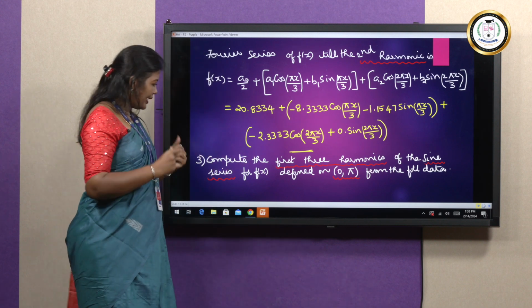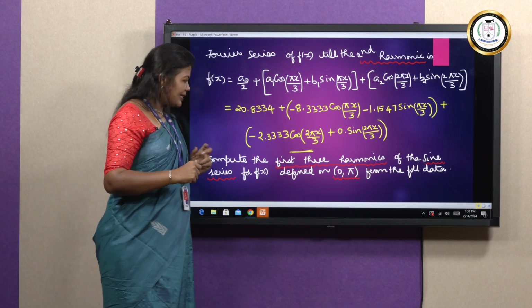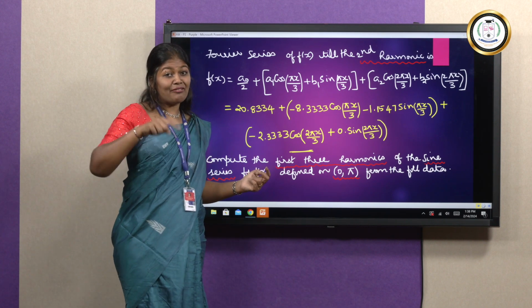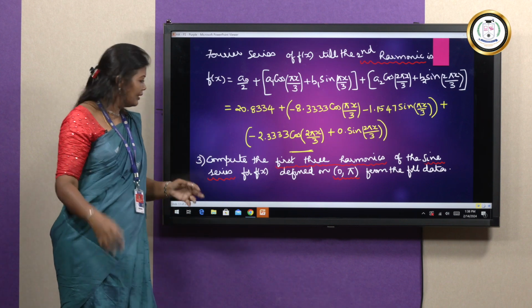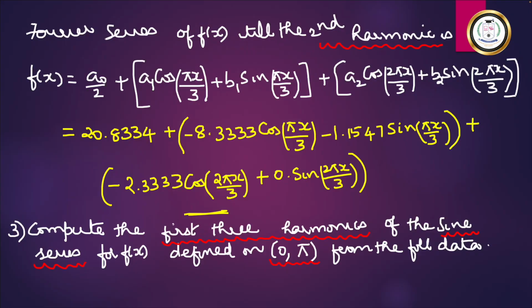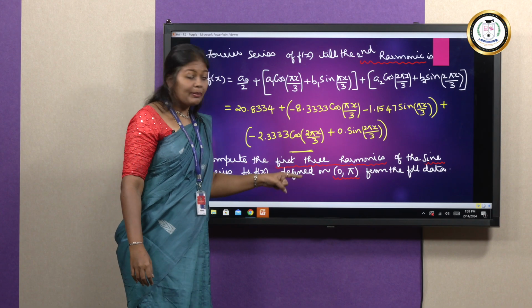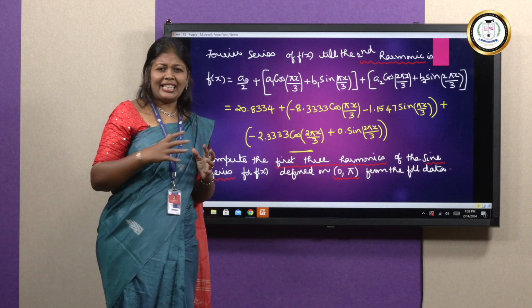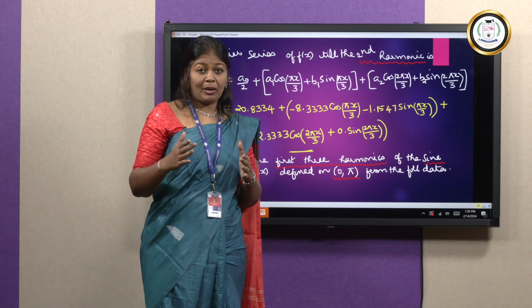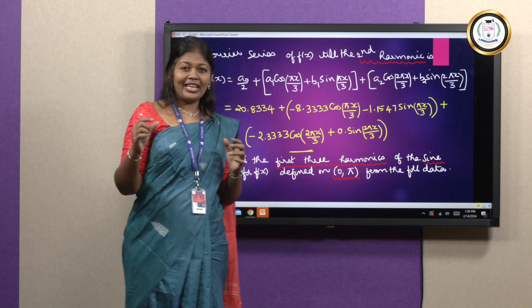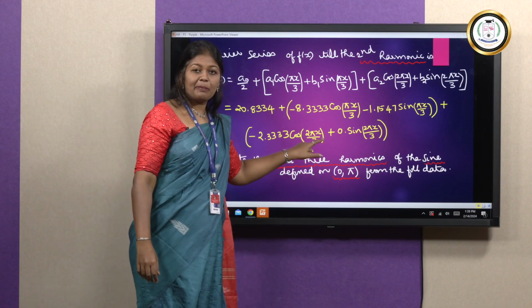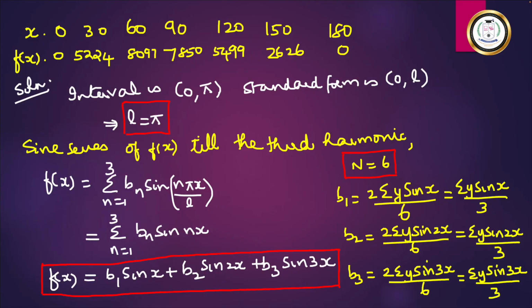Now I'm going to go quickly just to the third because this problem is based on half range sine series. So it's slightly different. So let's just quickly read the question. Find the first 3 harmonics of the sine series defined in 0, pi. Okay. So it's a sine series that is asked and the interval is 0, pi. What is the standard form of any half range series problem? 0, L. Okay. So what is L here? L is pi.